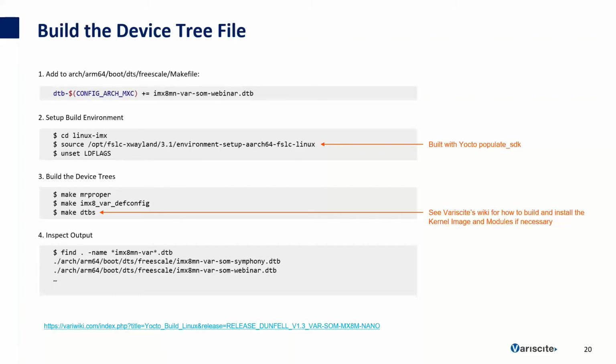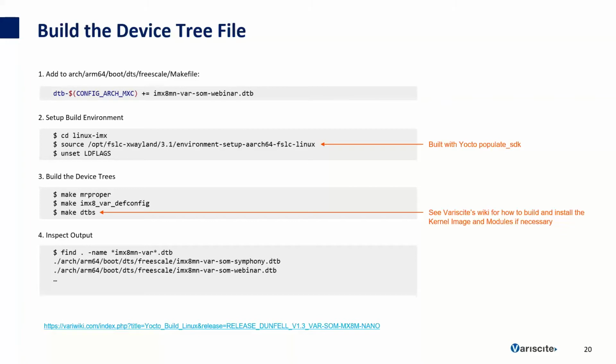In step two, we set up the build environment. The SDK in this example is provided by the Yocto populate SDK target. If you're not familiar with how to get access to this, you can visit our wiki to see how to use Yocto to build the SDK for your device.